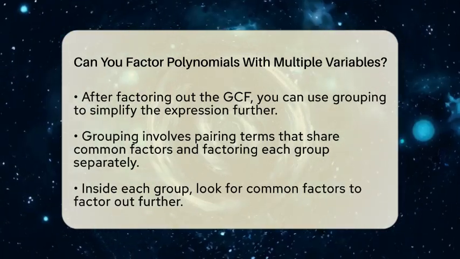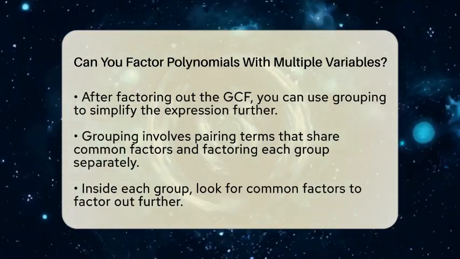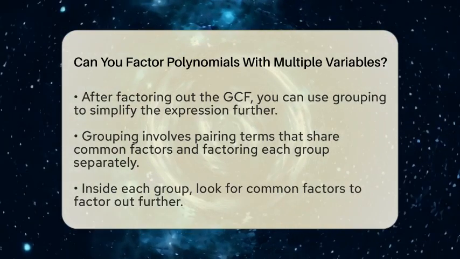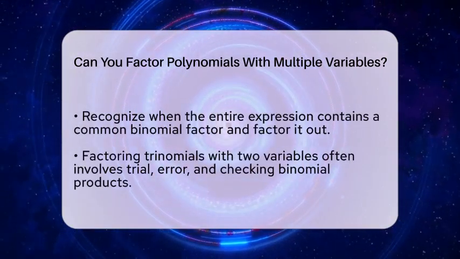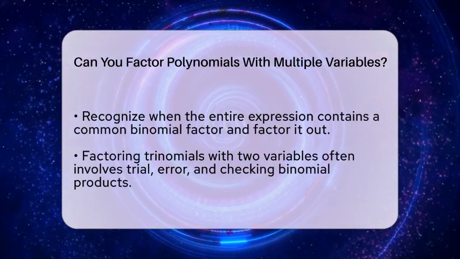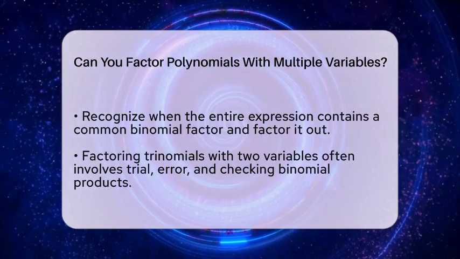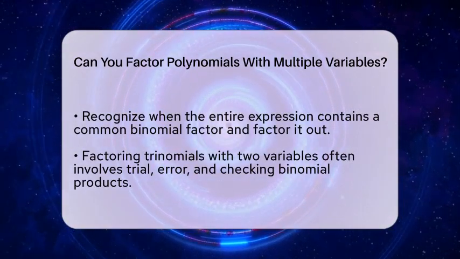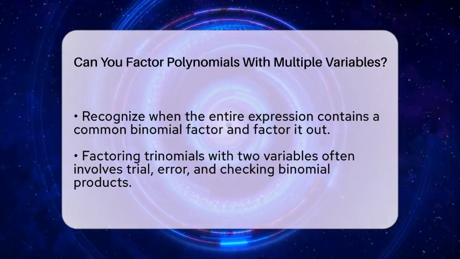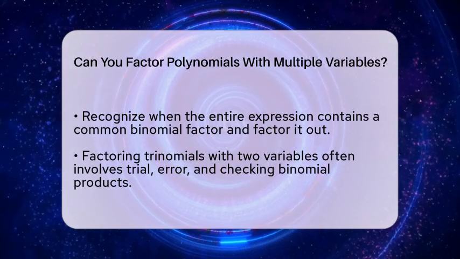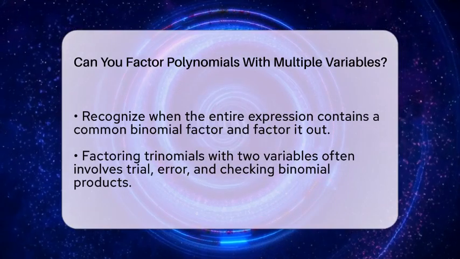Factoring trinomials with 2 variables works similarly to single variable trinomials. You look for 2 binomials that multiply to give the original expression. For example, the trinomial 2x squared plus 7xy minus 15y squared can be factored into (2x minus 3y) times (x plus 5y). You find these binomials by trial and error and checking their product. Reverse FOIL, or the process of guessing 2 binomials and multiplying them to see if they match the original, is also useful. You try different combinations until you find the right pair.